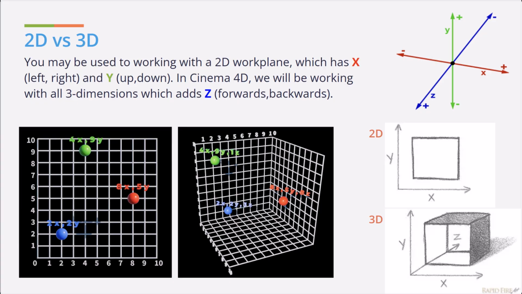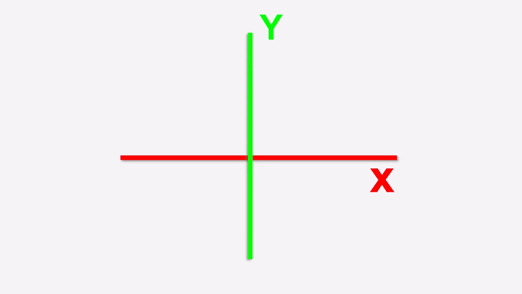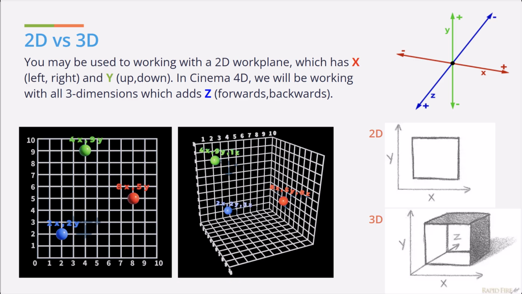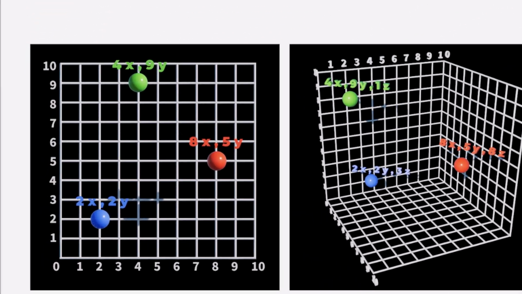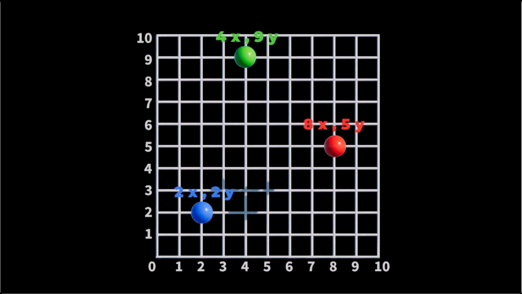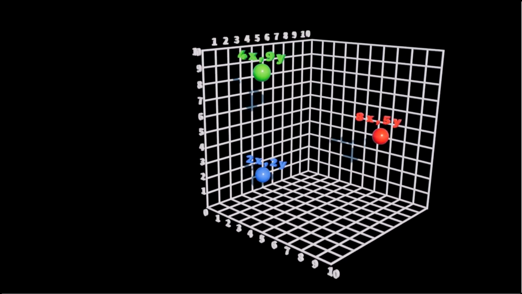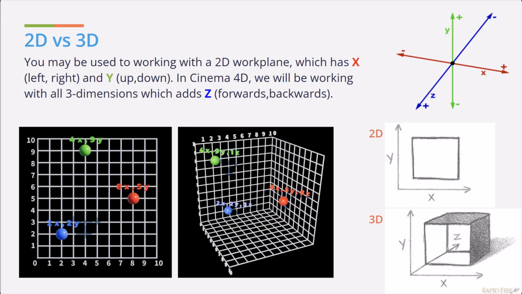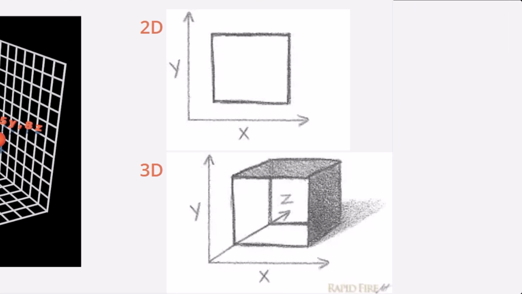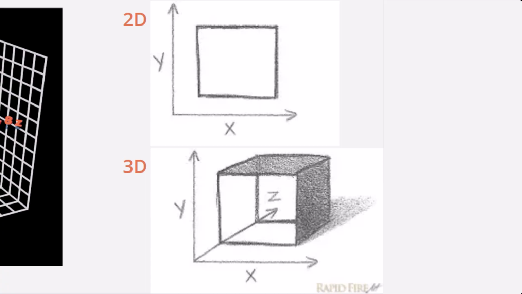You may be used to working with a 2D workspace that has X, left and right, and Y, up and down. In Cinema 4D, we will be working with all 3, which adds Z, forward and backward. As you can see on the grid, if you were to be plotting points on an XY grid, you only have to worry about left and right and up and down. But making it 3D, now you also have to plot backwards and forwards. Unlike 2-dimensional shapes, 3-dimensional shapes have thickness or depth.